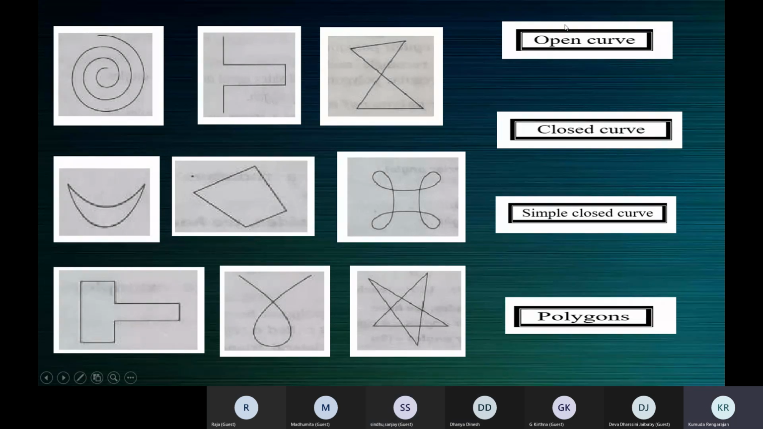You can see the terms here. Open curve, closed curve, simple closed curve. Okay, so it is a curve because we were able to draw this without lifting the pencil. And it is an open curve because the start point and the end point are different. So it's an open curve.